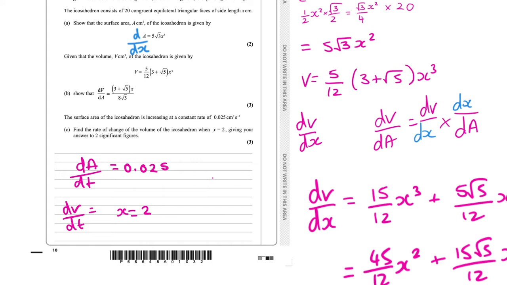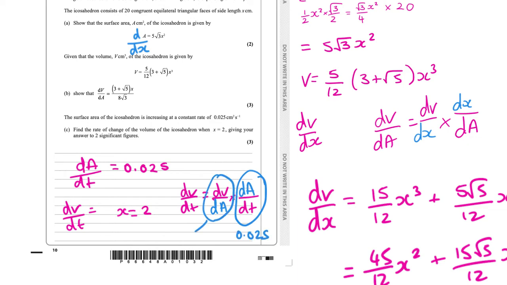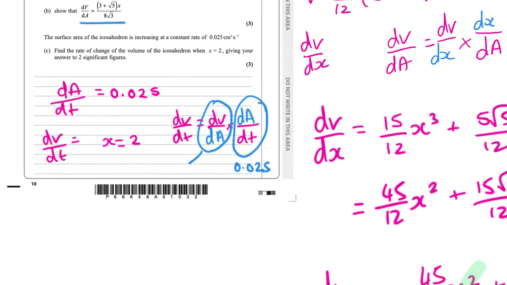Okay. So if we want dV/dt and we have dA/dt, what do we want? We want dV/dA multiplied by dA/dt. Yeah? So what's the missing piece of information? Do we have dA/dt? Yeah, what is it? 0.025. Do we have dV/dA? Yeah, it gave it to us in the question. We just need to substitute in x equals 2.